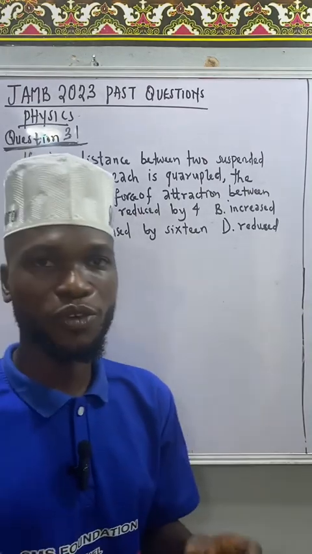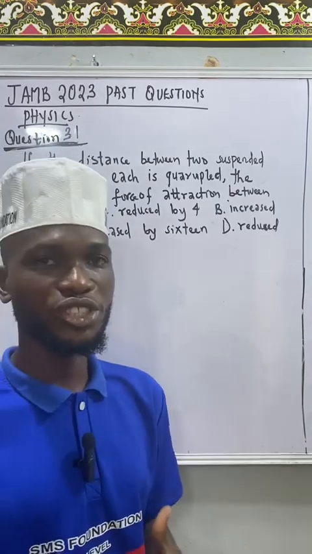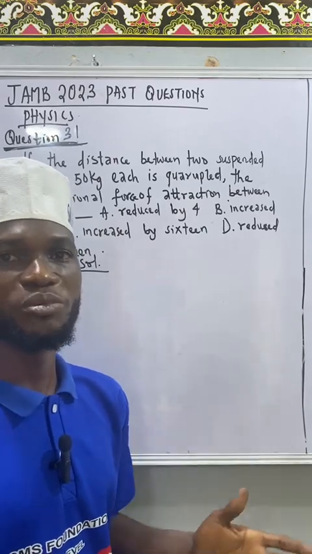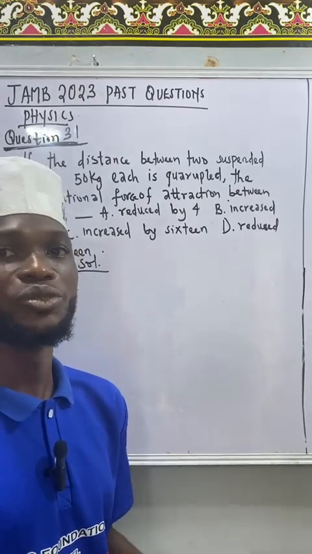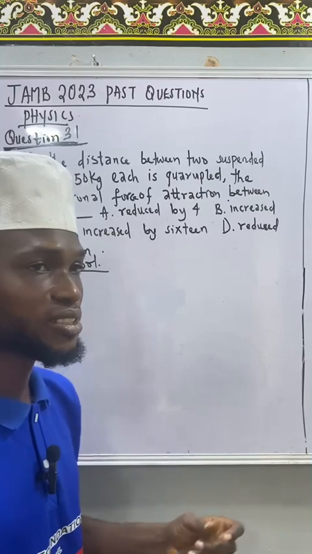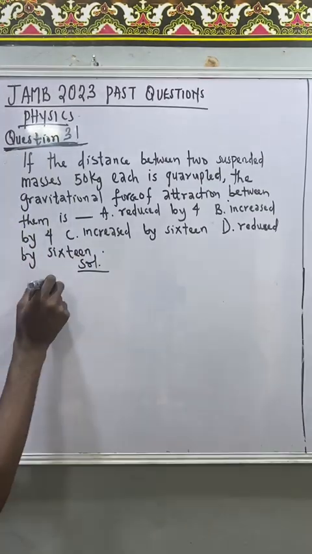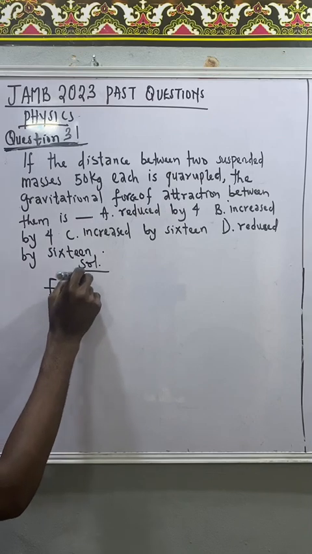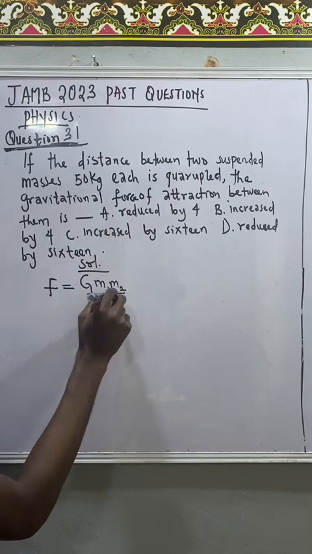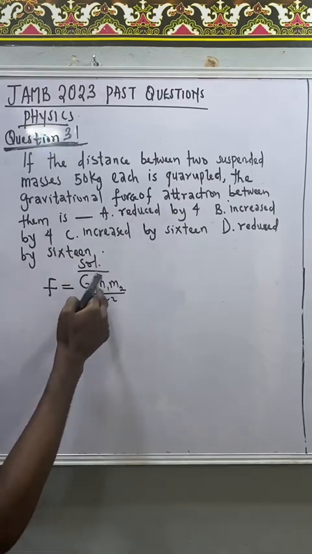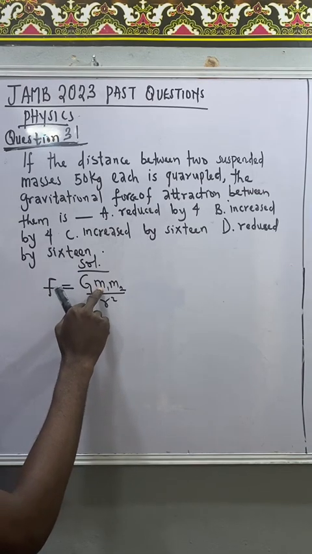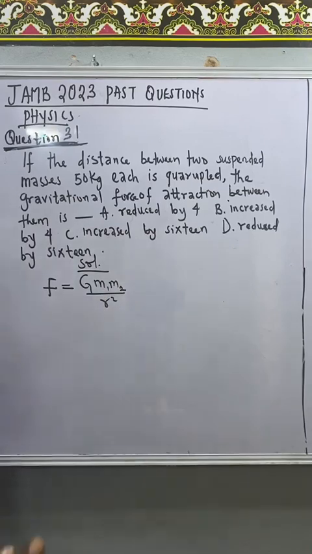So the gravitational force of attraction is gotten from Newton's law of universal gravitation, which states that the force of attraction between two masses placed in a gravitational field is directly proportional to the product of the two masses and inversely proportional to the square of their distance apart. From there, we derive the formula F equals G m1 m2 all over r squared. F stands for the force, G stands for the gravitational constant, m1 the first mass, m2 the second mass, and r is their distance apart.